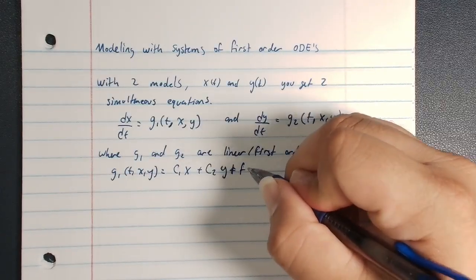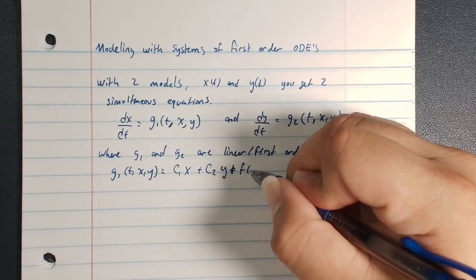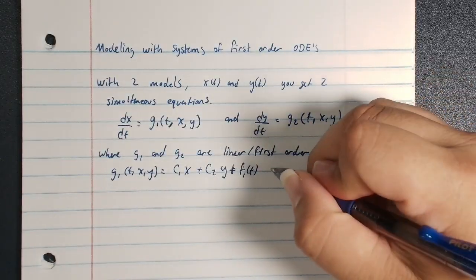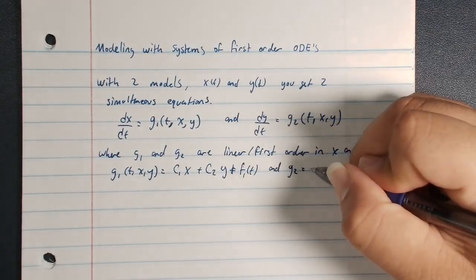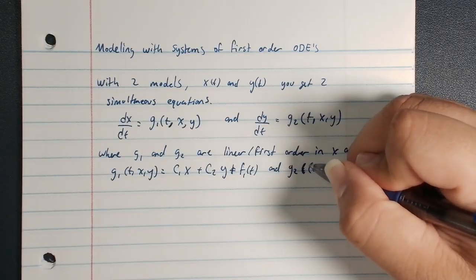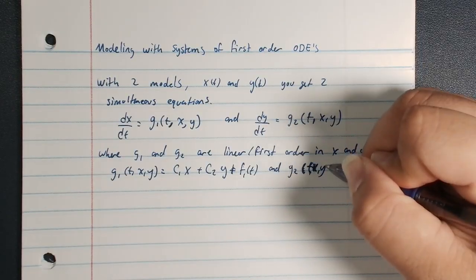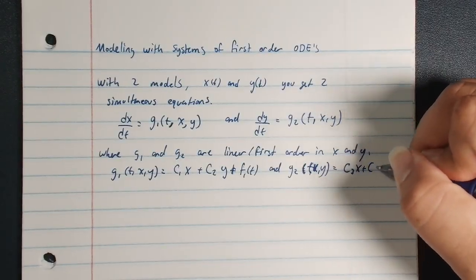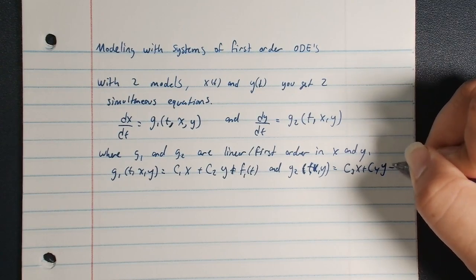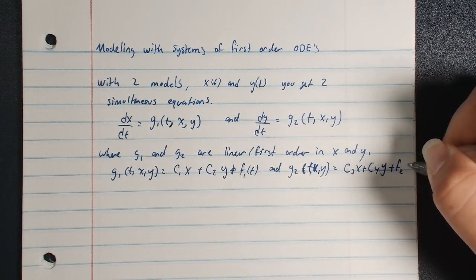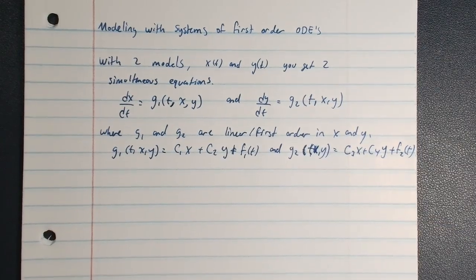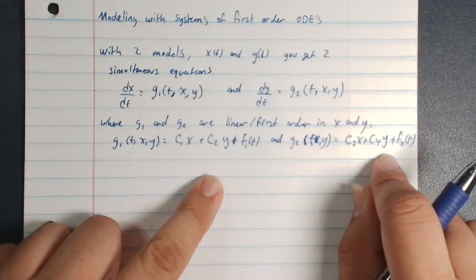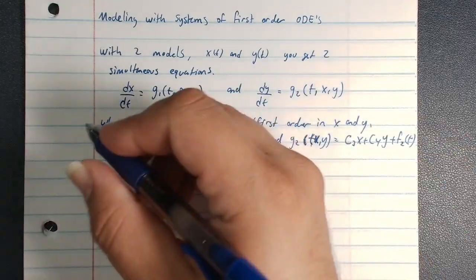So here, this function of t could be some other function. It could be quadratic, it could be cubic, whatever. But these would be linear in x and y. And likewise, g2 would have the same pattern. G2 of t, x, and y would be something like c3 times x plus c4 times y plus some function, maybe constant, maybe not, of t. Like that. So if both of these are considered simultaneously, this is called a linear system.